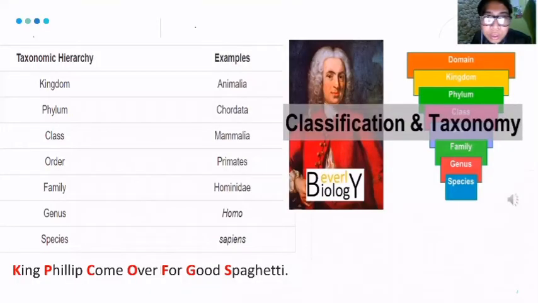So let's take a look at this example. This example is the classification of a modern human. In these ranks of the taxonomic hierarchy, we classify this in different terms. In kingdom, we classify human as Animalia, then phylum as Chordata, class as Mammalia, order as Primates, family is Hominidae, genus is Homo, and species is sapiens.